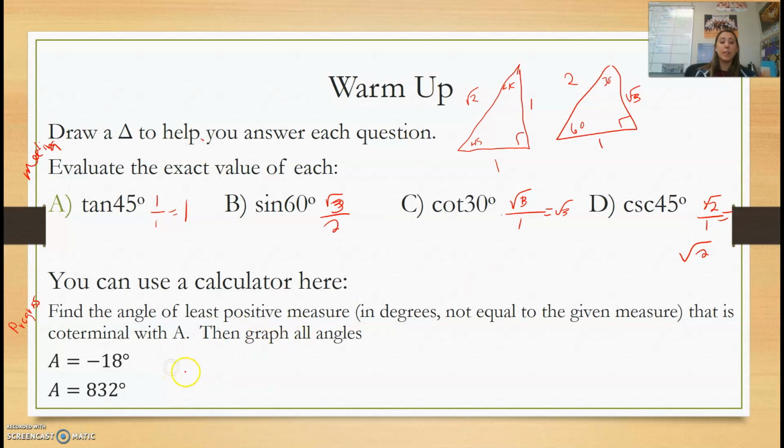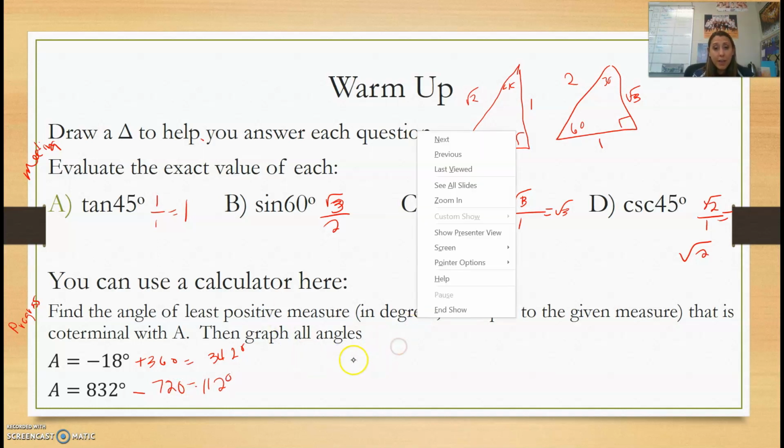Okay, so we're going to graph these. When I find the least positive measure in degrees, I am just going to add 360 degrees to that one, and I'm going to get 342, I think it is. Yeah. That is going to be the least positive. And this one, I am going to subtract 720, and I'm going to get 112 degrees. So those are going to be the least positive of those angles.